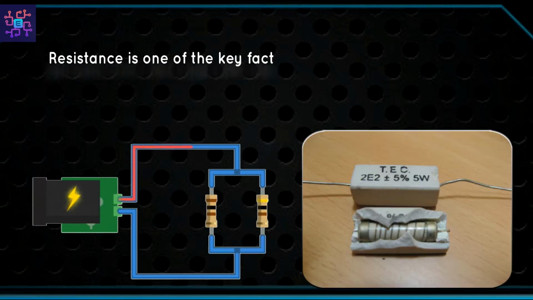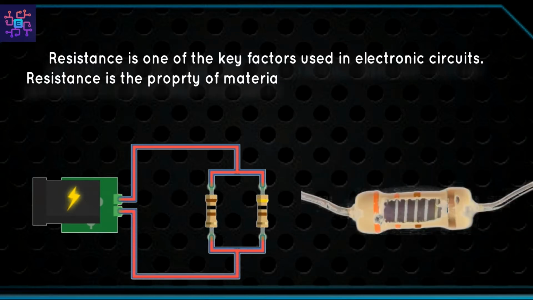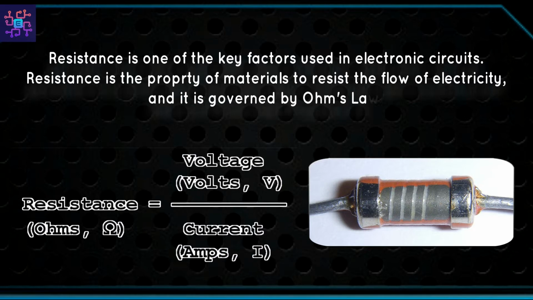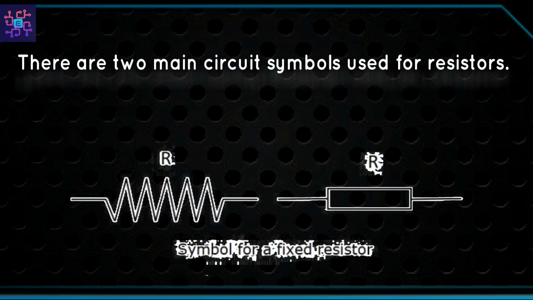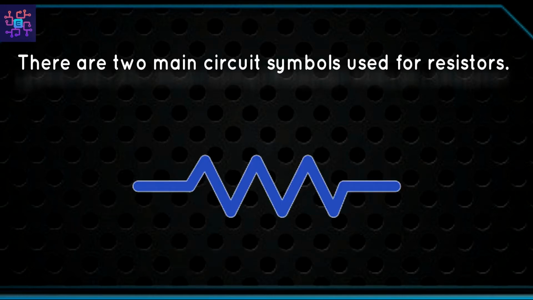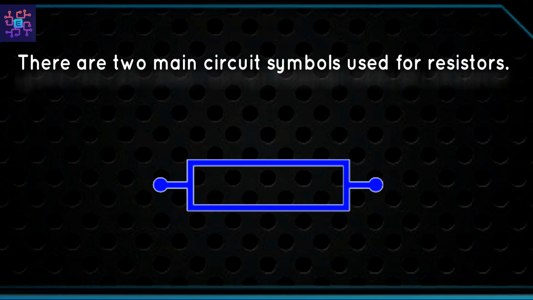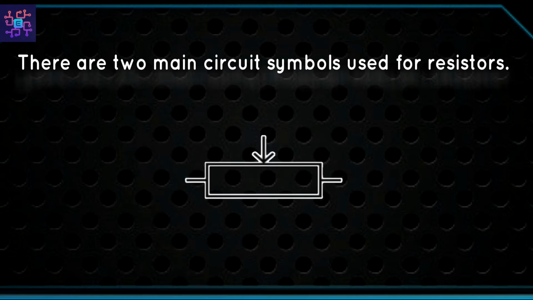Resistance is one of the key factors used in electronic circuits, and it is the property of materials to resist the flow of electricity, and it is governed by Ohm's law. There are two main circuit symbols used for resistors. The oldest one is still widely used in North America, and it consists of a jagged line representing the wire used in a resistor. The other circuit symbol is a small rectangle, and this is often termed the international resistor symbol, and it is more widely used in Europe and Asia.